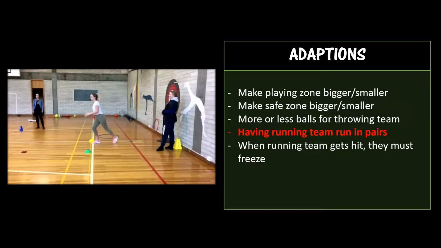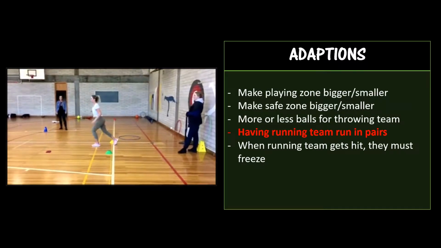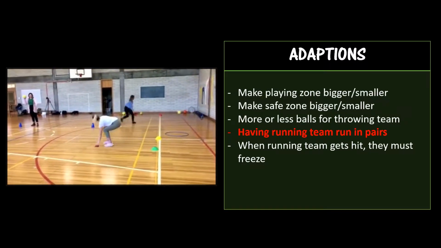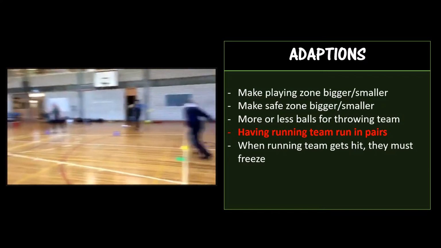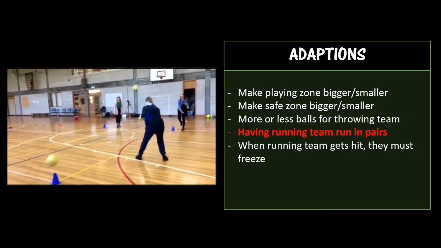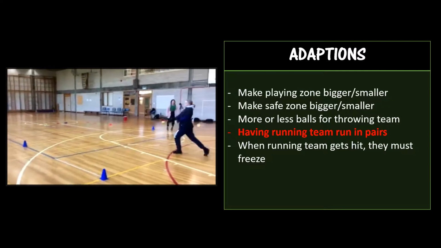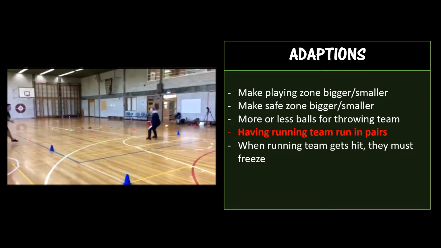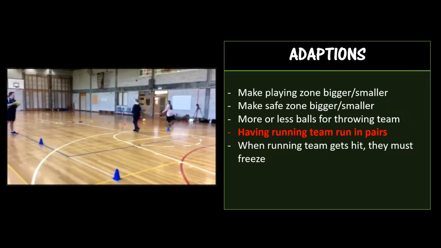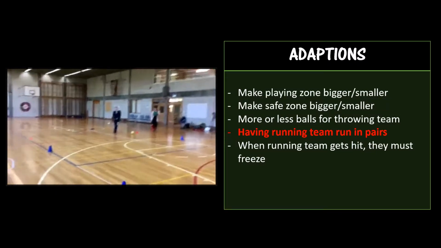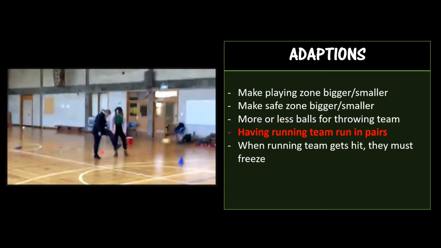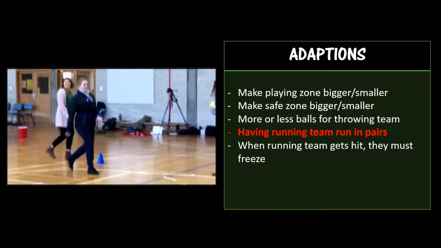Some of the adaptations that could have been implemented into the game were to make the playing zone bigger or smaller, making the safe zone bigger or smaller, having less or more throwing balls for the throwing team. When the running team gets hit, they must freeze where they are, and having the running team run in pairs. With our activity, we decided to have the running team run in pairs to make it easier for the throwing team to hit them.